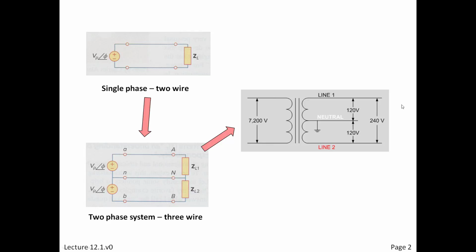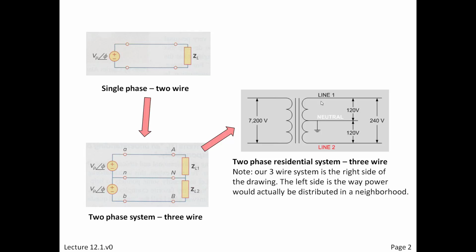You'll see that come into your service entrance in the house, go through a meter, and then pass directly all three lines into your breaker box. That's always one box, one place. There may be sub-panels, but there's always one box following the meter. Again, we'll be talking more about these transformers. So in a two-phase residential system, our three-wire system is to the right side. The left side is the way power would actually be distributed in the neighborhood.